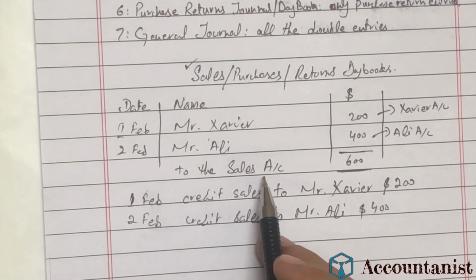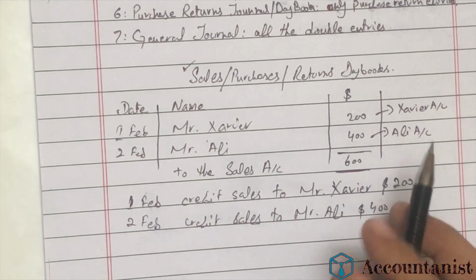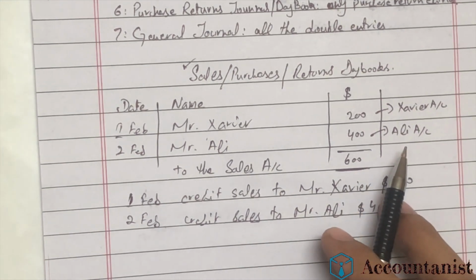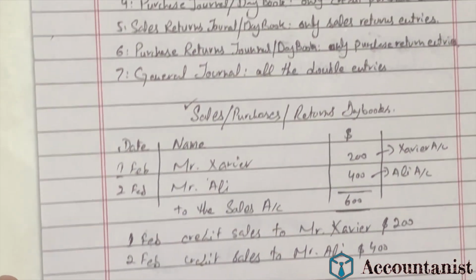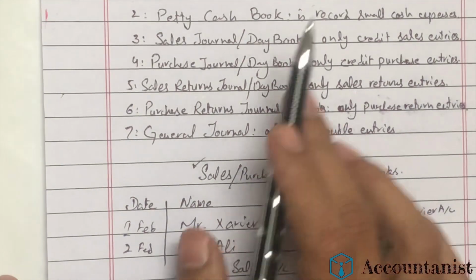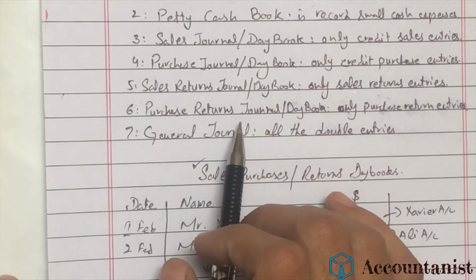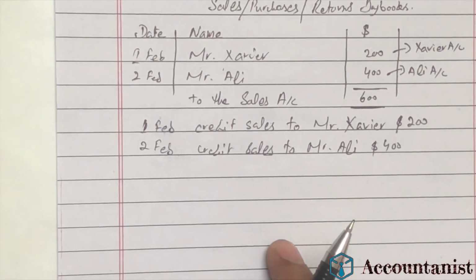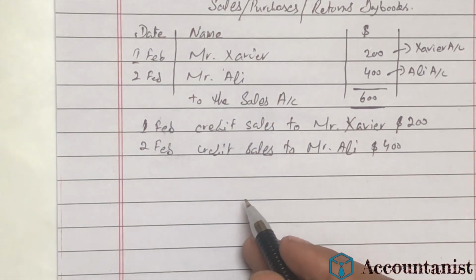In the sales account, you will write on the credit side, and in the Xavier and Ali accounts, because they are trade receivables accounts, customers' accounts, that will go to the debit side. So these are all the formats that we have here. This format goes for the sales daybook, purchase daybook, sales return, and purchase return. We already know the transfer entry that we made: credit sales, and debit these accounts.